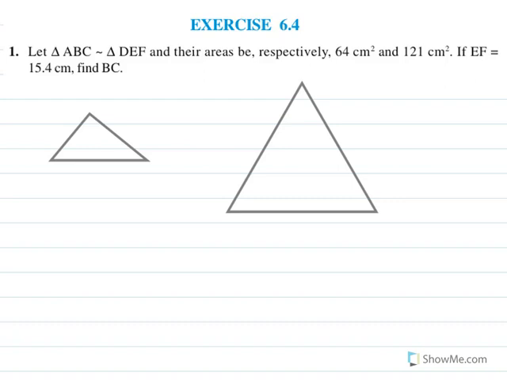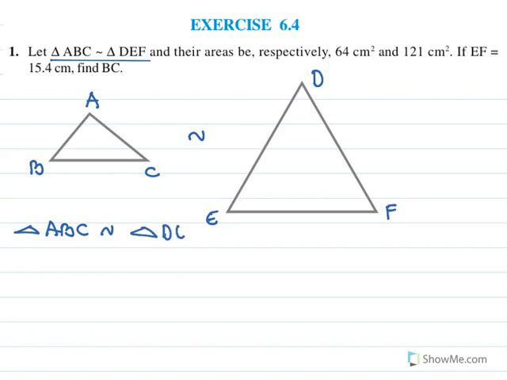Now for the first sum, here it is given triangle ABC is similar to triangle DEF. So let's write that: triangle ABC similar to triangle DEF. Now the areas are 64 and 121. If EF is 15.4, find BC.